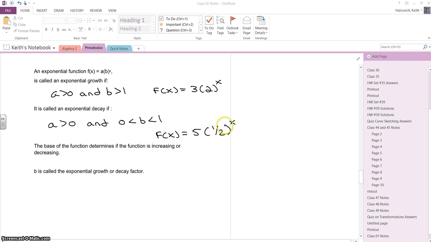So what determines growth and decay? It is the base. The base determines if the function is increasing or decreasing. This one would be increasing if you graph it on your calculator, and this one would be decreasing if you graph it on your calculator. B is called the exponential growth or decay factor. So the top one here would be growing by a factor of 2, and the bottom one would be decaying by a factor of 1/2.